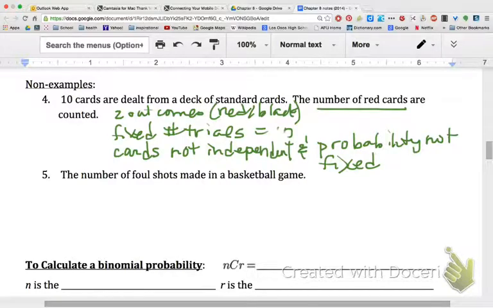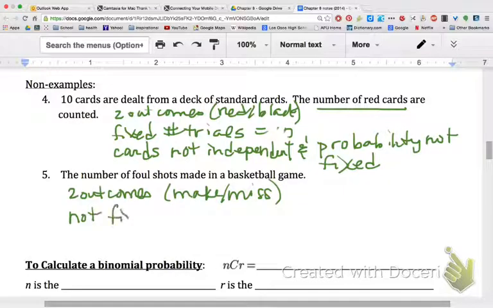The next one, number of foul shots made in a basketball game. So of course I do have 2 outcomes. I make or I miss it. But I don't know how many trials because it doesn't say how many foul shots I'm making. So right away, this one is also not binomial.